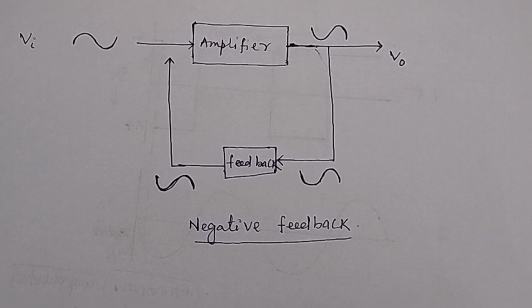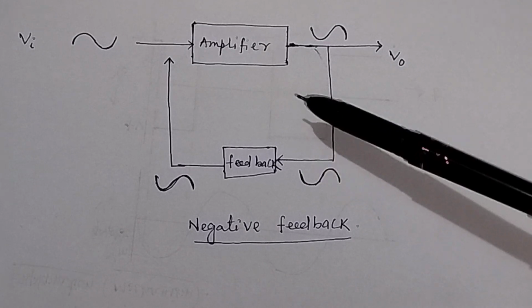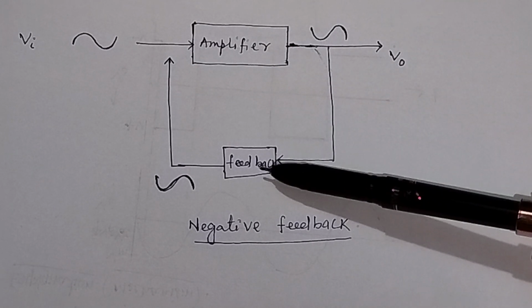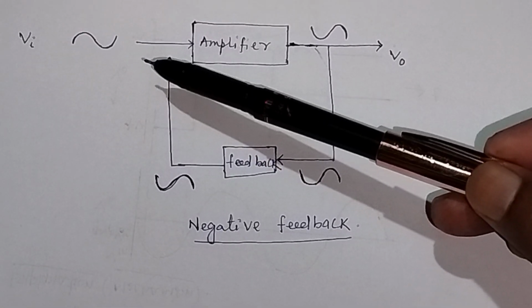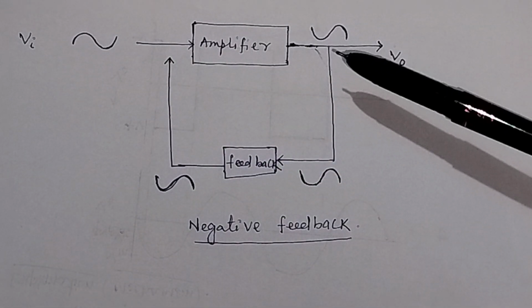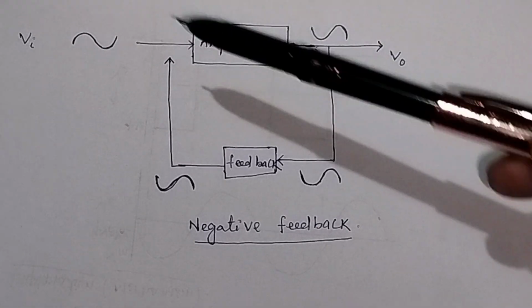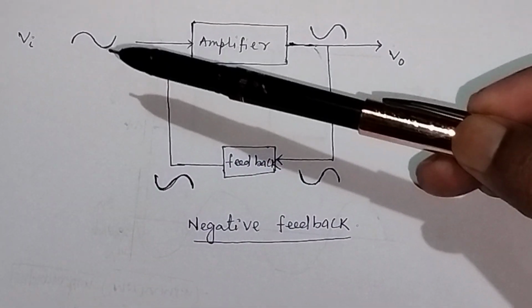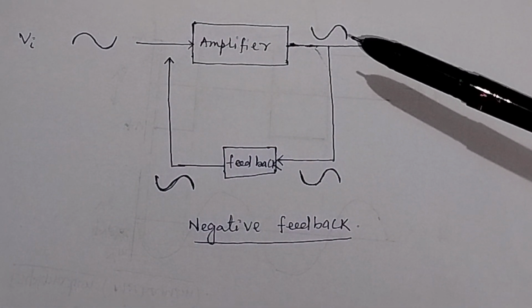So this is the block diagram of the negative feedback circuit. This is your amplifier and this is your feedback circuit. And in the amplifier you give the input signal, and in the output you will get the 180 degree phase shift of the signal. You see, suppose this is a sine wave, then this will be an inverted sine wave. There will be 180 degree out of phase.